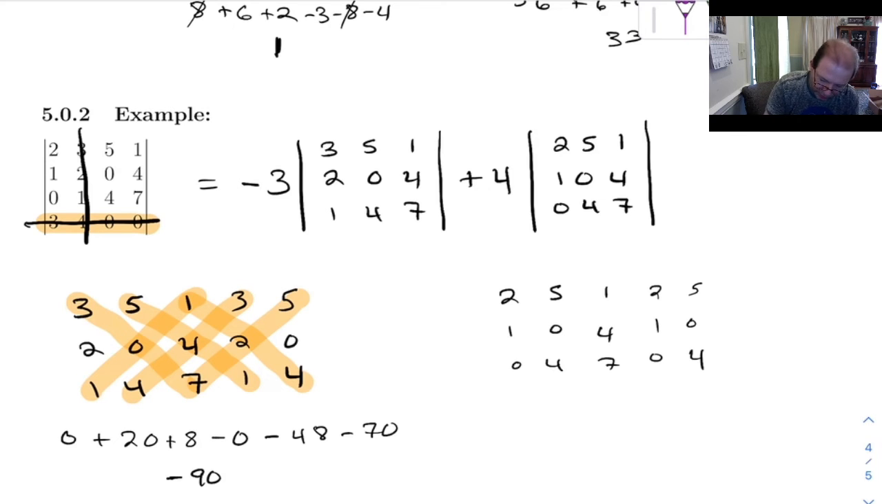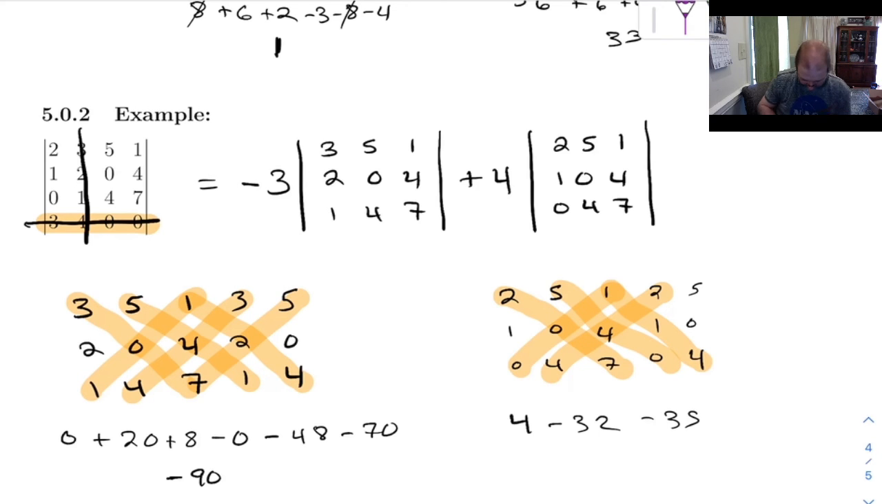All right, for this other one, we get 0, 0, 4, and going the other way, we get 0, 32, and then minus 35. So 4 minus 32 minus 35 gives me negative 63.